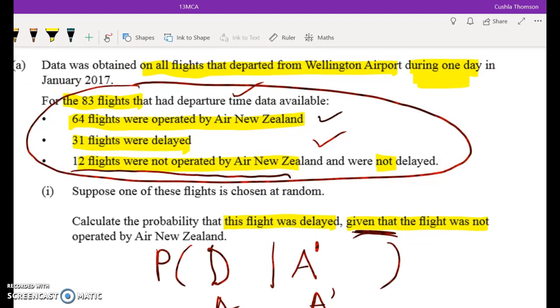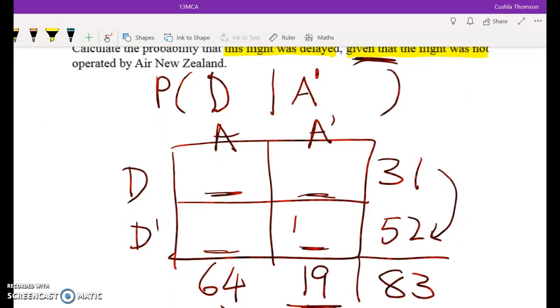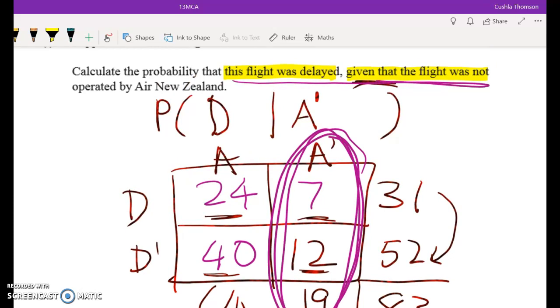12 flights were not operated by Air New Zealand and were not delayed. So we can pop 12 into this cell, and that means we can figure out the others. So 40 here, 24 here, and 7 here. Right, so what's the probability that this flight was delayed, given that the flight was not operated by Air New Zealand? I'm working with just those flights there, and 7 out of 19 were delayed.